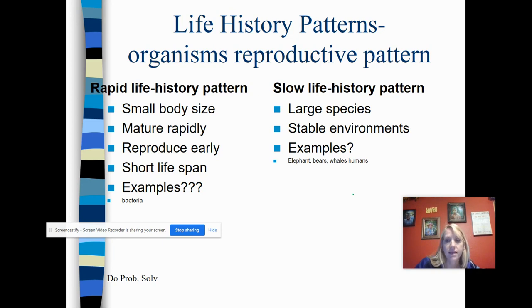Anyways, you can't get rid of them because they keep laying eggs, like in your drain or whatever. So you have to set fruit fly traps and stuff. And the reason why is because by the time you kill them, they've already laid their eggs. They don't live very long. They have a very rapid life history pattern. Bacteria is an example of that as well.